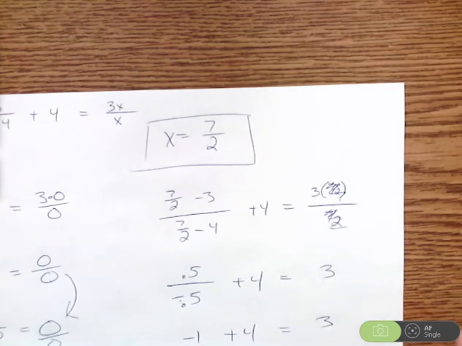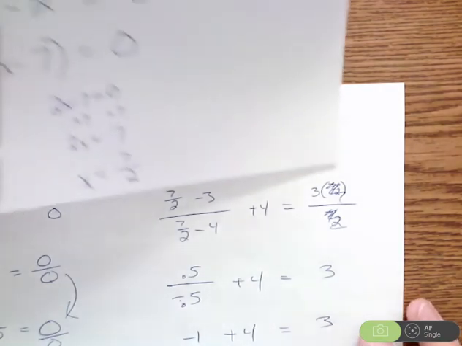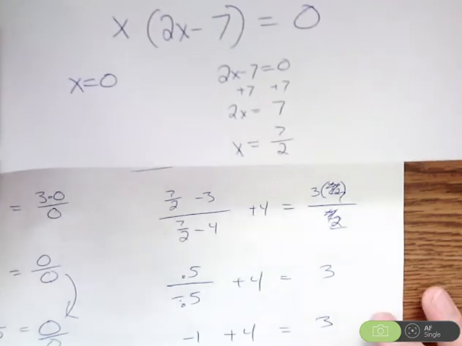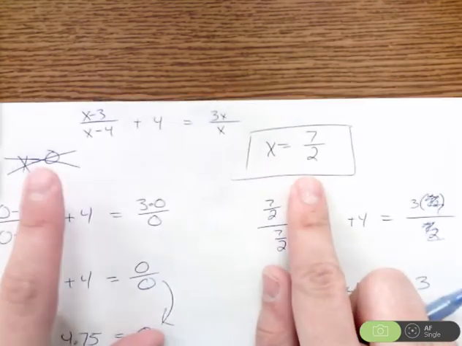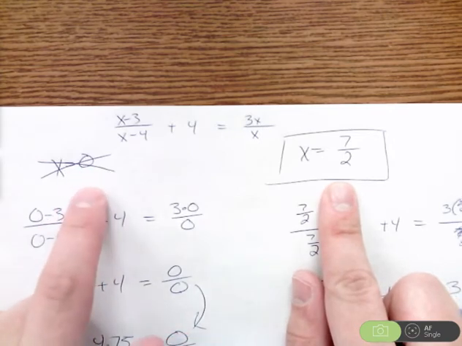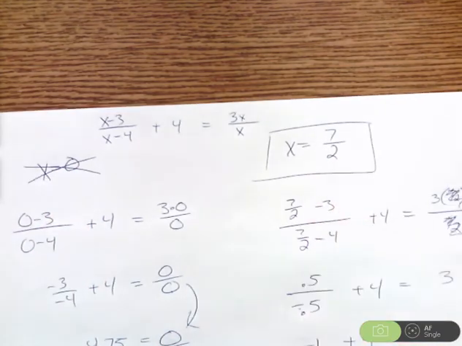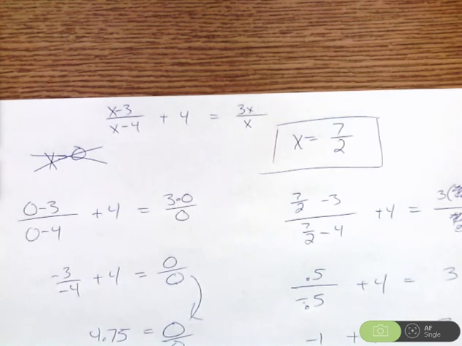So it's very, very important once you solve these that you go all the way. So we had x equals 7 divided by 2. You've got to go all the way and check to make sure your solutions work, because one of them might be extraneous and the other one will be your actual solution. And that is solving rational equations 2.